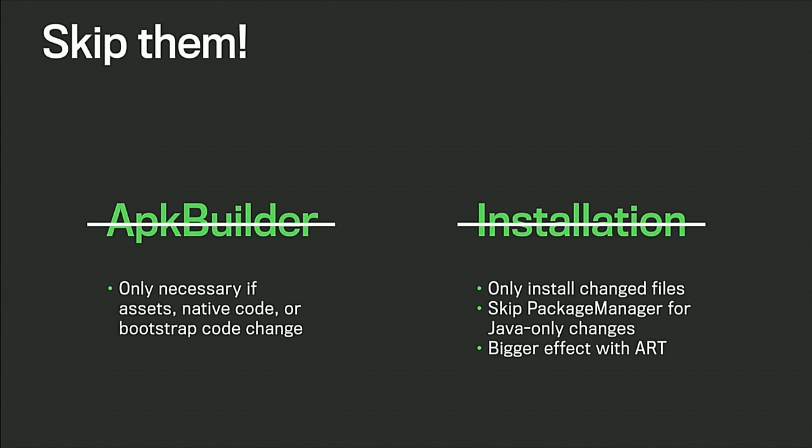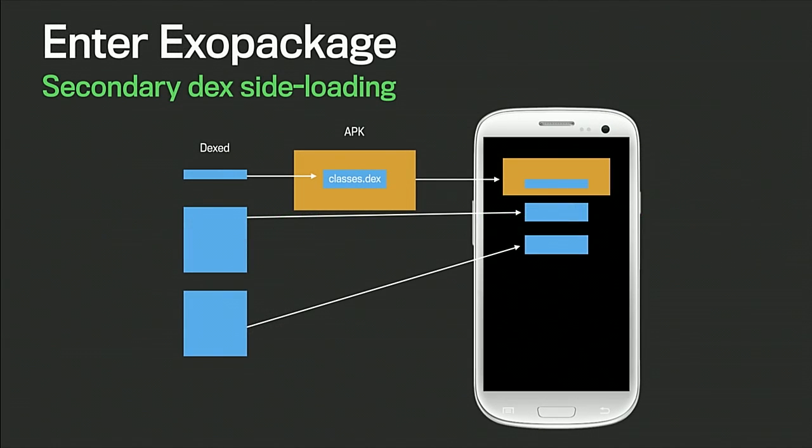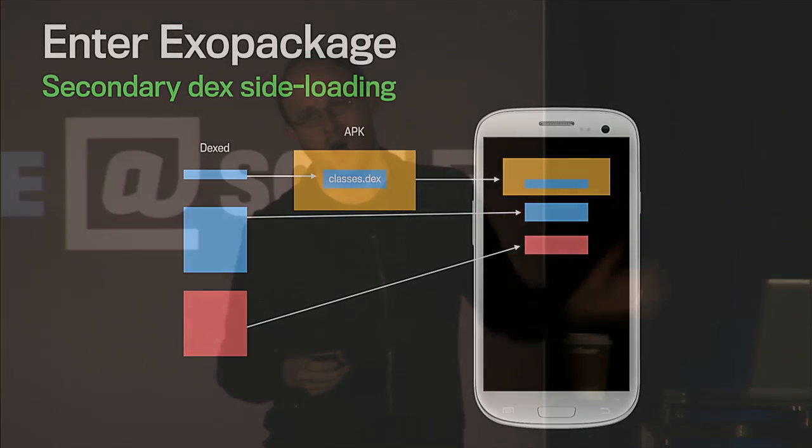And this has an even bigger effect if you're using Art, because on Art, it does a lot more pre-optimization during the installation. And if you can install a smaller part of your app, then you can skip some of that pre-optimization and your install goes even faster. And the other thing is that in our production app, we sort of artificially reduce the size of these DEX files and increase their number so that when you only change one, only that one needs to be reinstalled. And so instead of copying over all of your DEX files, we can only copy over maybe 10% of the content, which takes about 10% of the time.